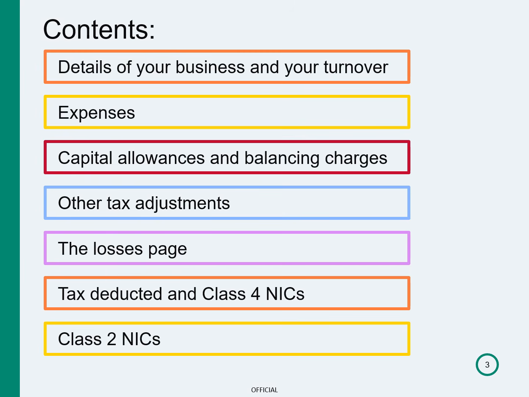In today's webinar, we'll look at the details of your business and your turnover, expenses, capital allowances and balancing charges, other tax adjustments, the losses page, tax deducted and Class 4 national insurance contributions, and Class 2 national insurance contributions.